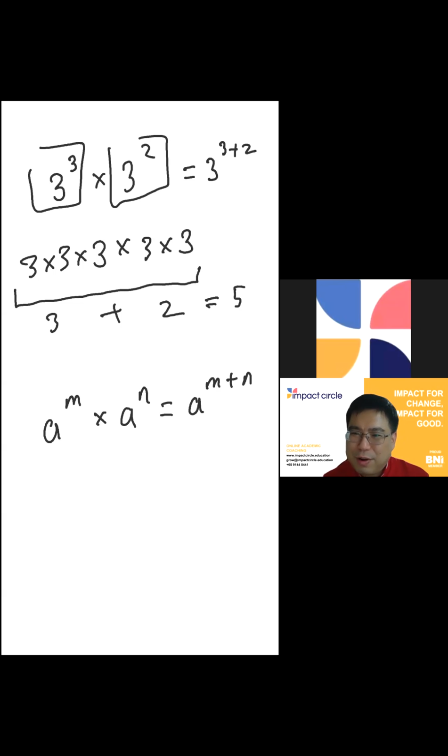For our second law, it's very similar to this one. Instead of times or multiply, instead it will be divide. What do you think will happen when we have a to the power of m divided by a to the power of n? Some of you may have guessed correctly. The answer is a to the power of m minus n. Why is this so? Let's take a look.